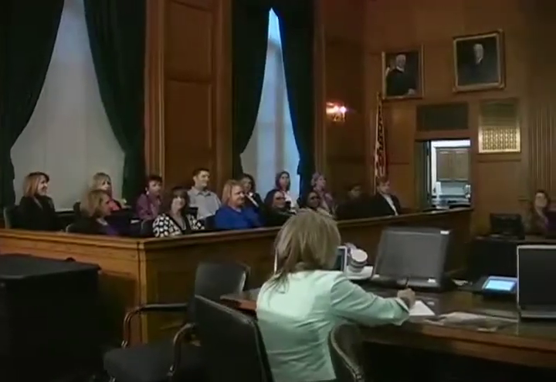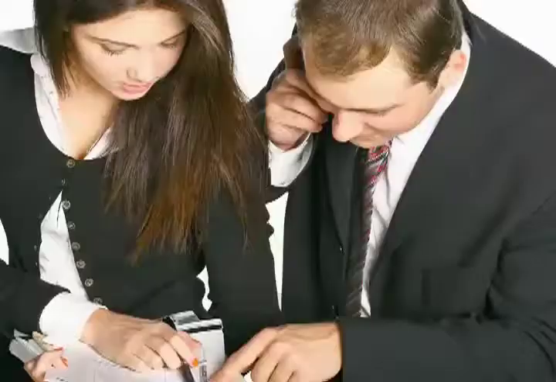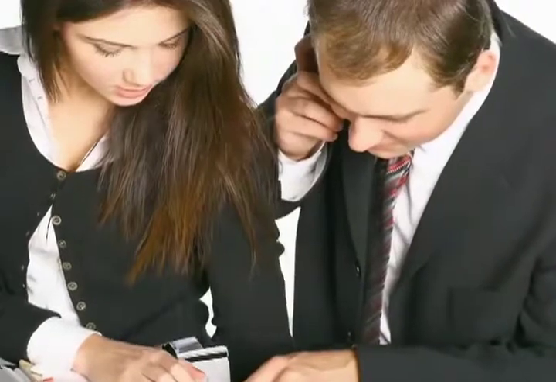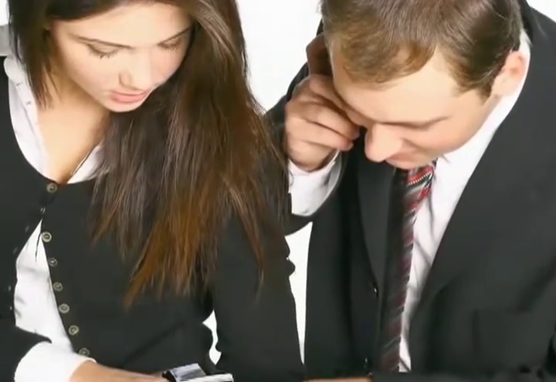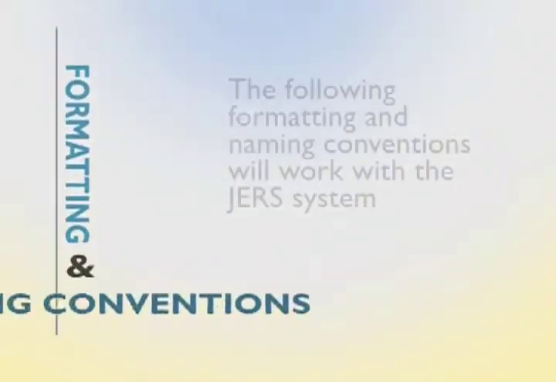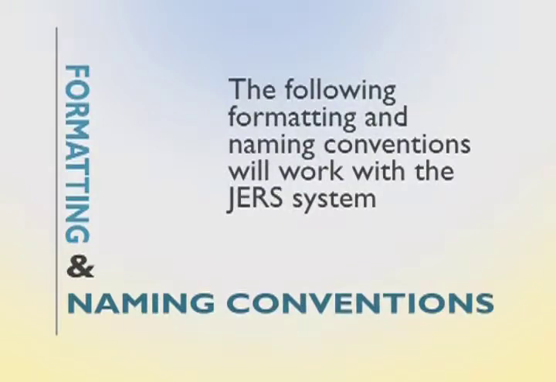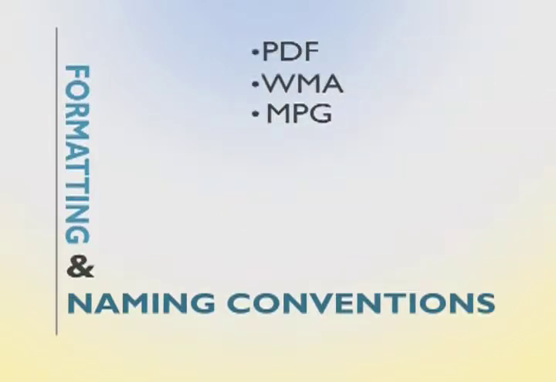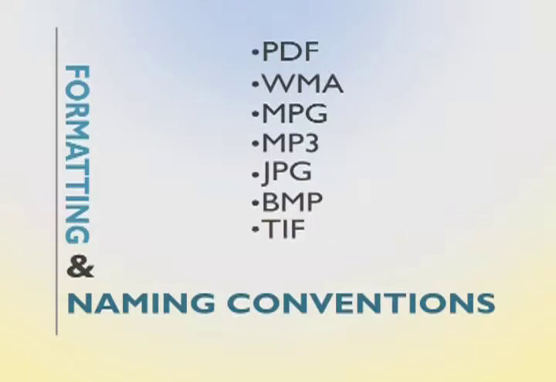Prior to the trial, the courtroom deputy should arrange to speak with counsel to explain that the JERS system will be used for this trial. The deputy should explain the required formatting and naming conventions that will work with the JERS system. Acceptable file types are PDF, WMA, MPEG, MP3, JPEG, or any other media file.